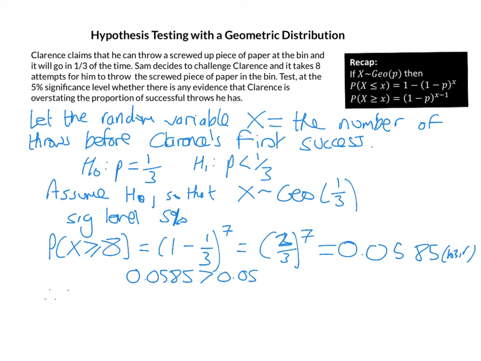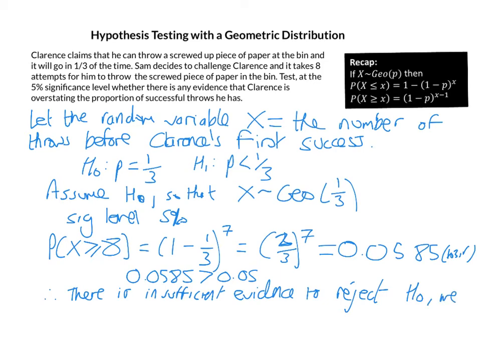So, therefore, there is insufficient evidence to reject the null hypothesis. We cannot, according to this statistical model at least, conclude that Clarence is overstating his chance.